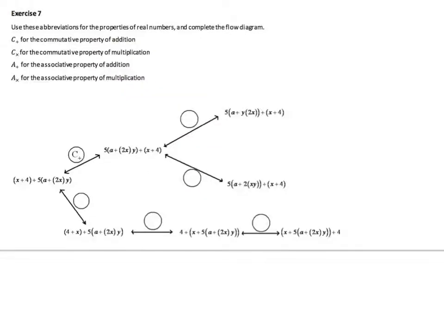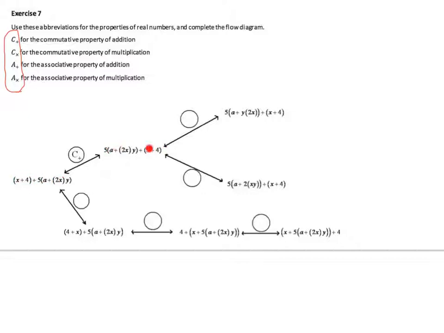All right, now let's fill some things in. So I'm going to use the abbreviations they've given for the properties of real numbers to complete the flow diagram. These are all of the symbols I'm going to use. So I'm really just seeing, like, between one thing to another, what changed. This is where I'm starting. So x plus 4, 5a, 2xy.